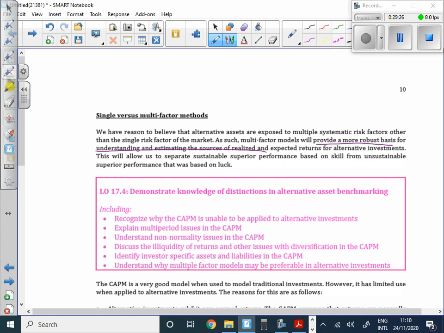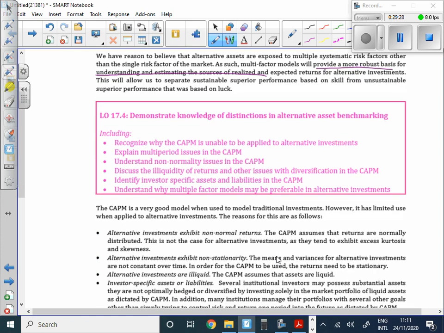We move on a little bit over here, guys, and we talk a little bit about the CAPM, and is the CAPM a good model to use in terms of a benchmark, or perhaps less so? We start off and we give the CAPM its due credit. It's a good model when used to model traditional investments, limited use for alternatives. And why does it have limited use within an alternative asset space?